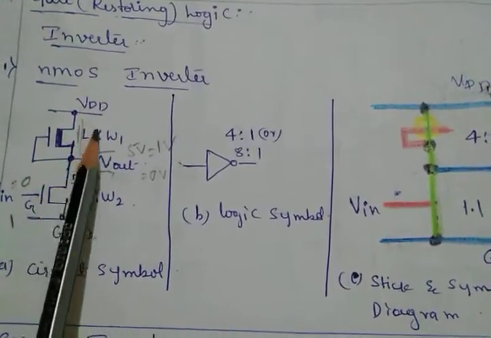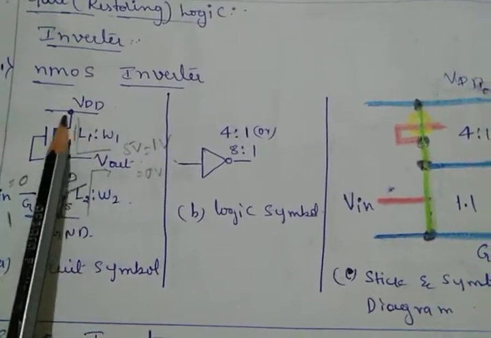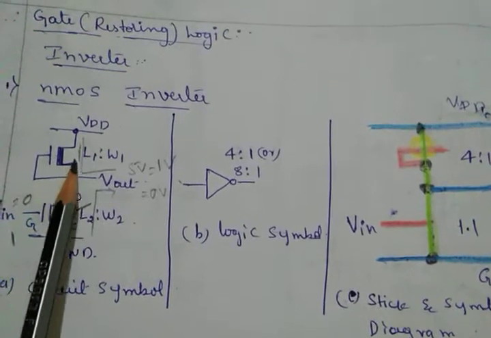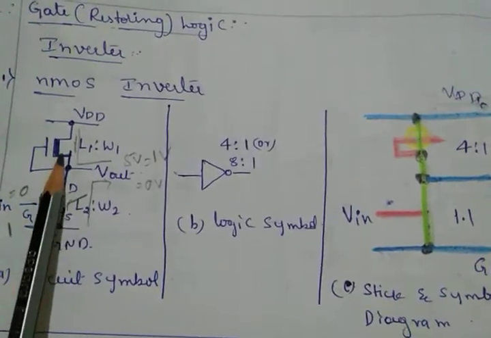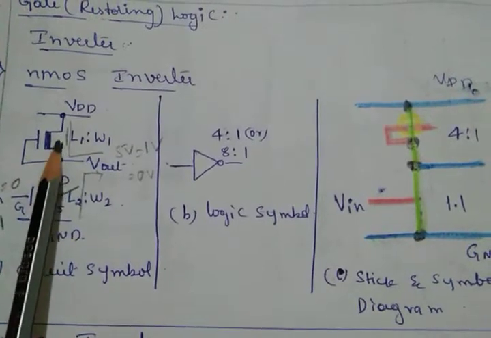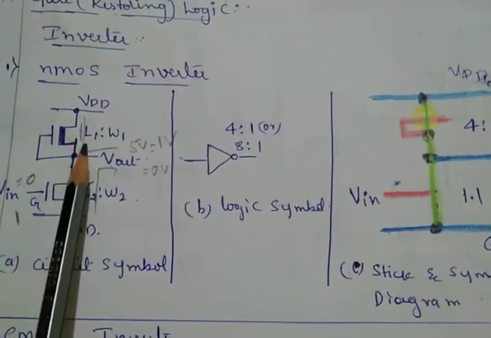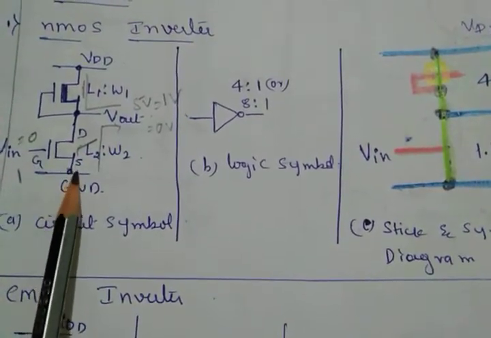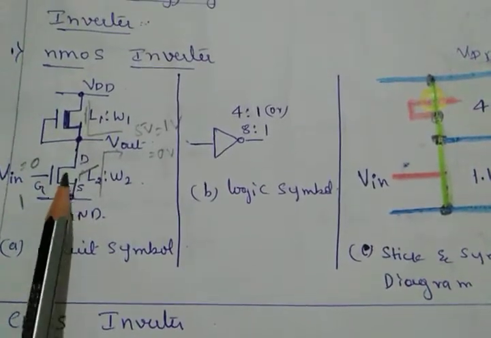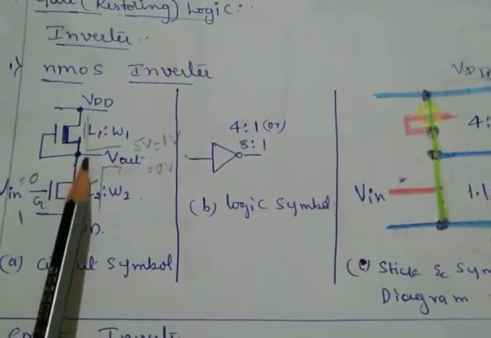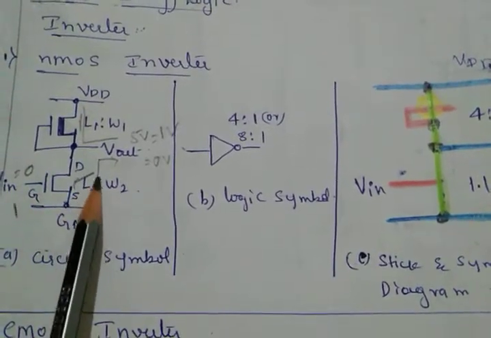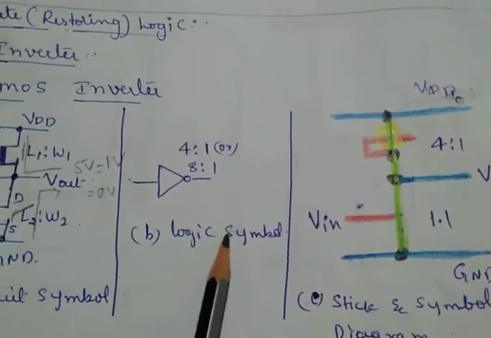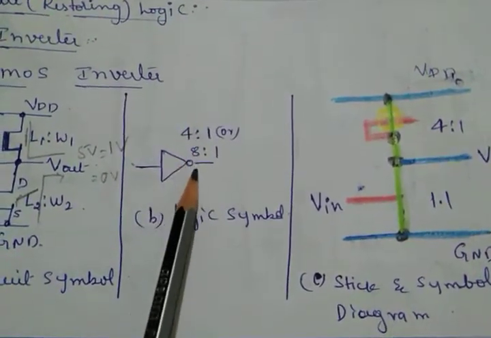Here I am considering the depletion mode of nMOS transistor. See here, the thick line represents the depletion mode of transistor, and this is the enhancement mode of nMOS transistor. So the circuit is now understood. I will explain how it works. And this is the inverter logic. Here we can also use 4:1 and also 8:1.